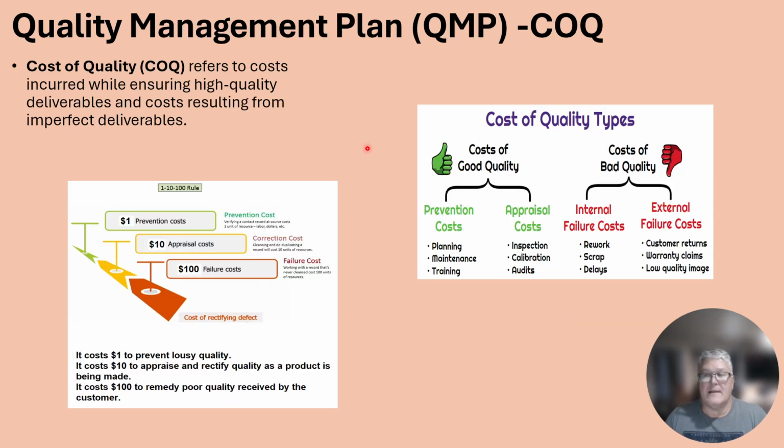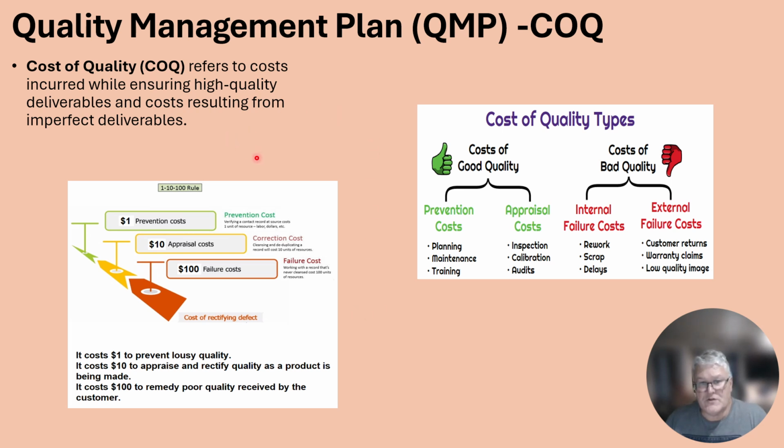Here is that plan I was talking about, the 1-10-100 rule. The analogy is that it costs $1 to prevent a problem. The correction cost after the appraisal cost is $10 to fix it. And if we have failure, where the product goes out and doesn't work the way it's supposed to with the customer, it's going to cost us $100.